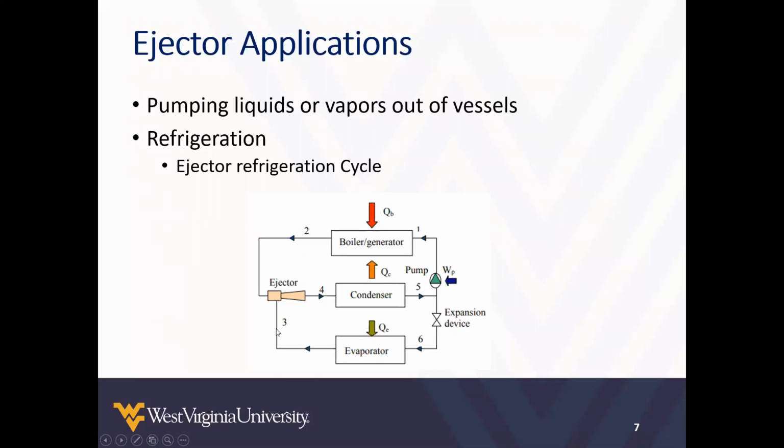So the cooler temperatures would be over here on this side, coming out of the condenser, right? And then you'd have, obviously, this would heat the cooler refrigerant as it passes through the ejector.